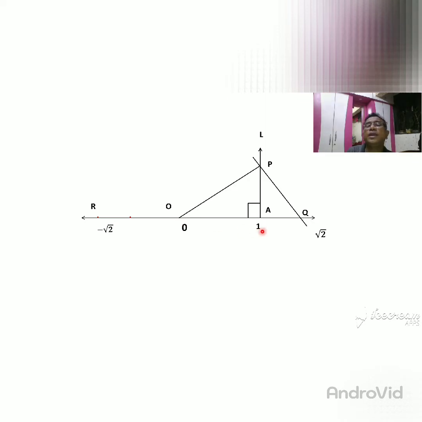So this OA starts from your O. From O to A you take a 2 centimeter distance. Remember, from O to A you take a 2 centimeter distance, and whatever the OA distance, the same distance is taken for AP also. So this AP is perpendicular. See this PA.